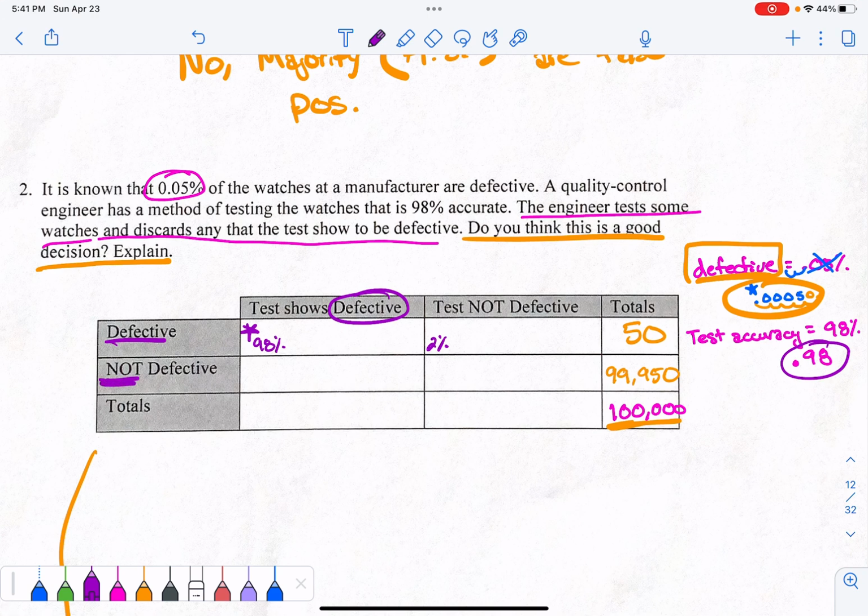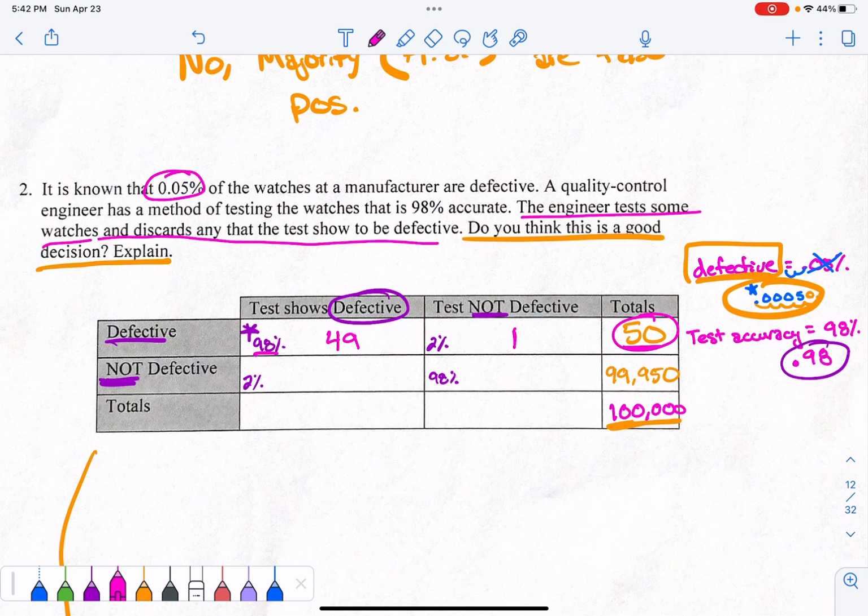If they are not defective, they should test that they're not defective. So 98% of the time they're going to do this, 2% of the time they're going to do this, okay? And I'm going to apply those percentages to this number. If I take 0.98 times 50, or 98% of 50, that is 49, and 2% of 50 is 1. So those two numbers add up to be 50.